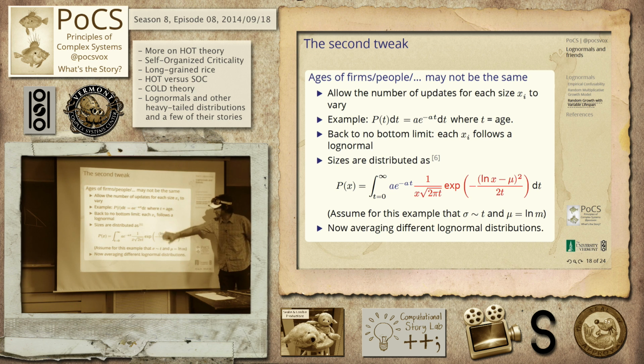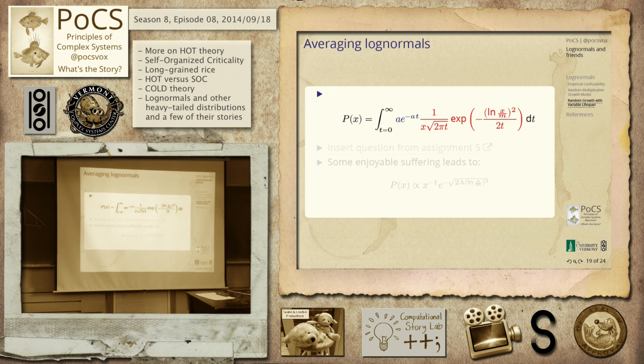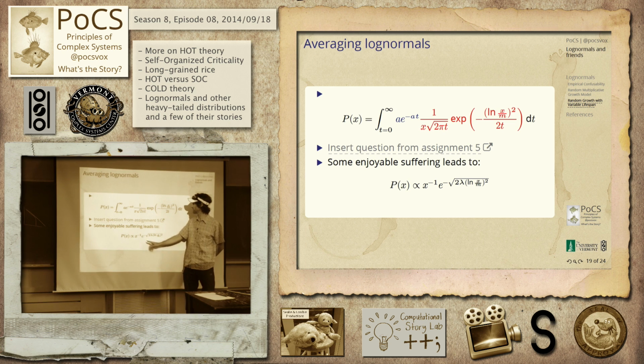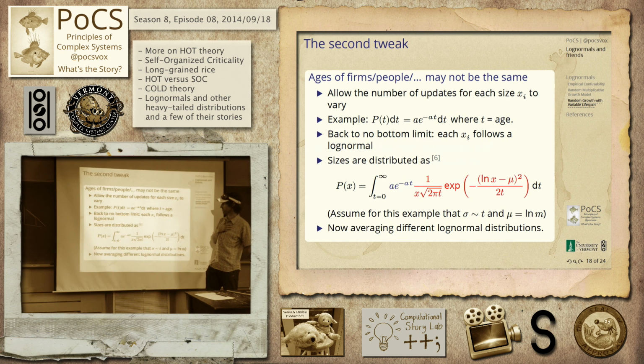Okay, so now we're going to average these log normal distributions, and I'll tell you what happens. This is the horrible thing. You have to do this. You get lots of suffering, and you end up with this beast. What's it? Let me get this right.